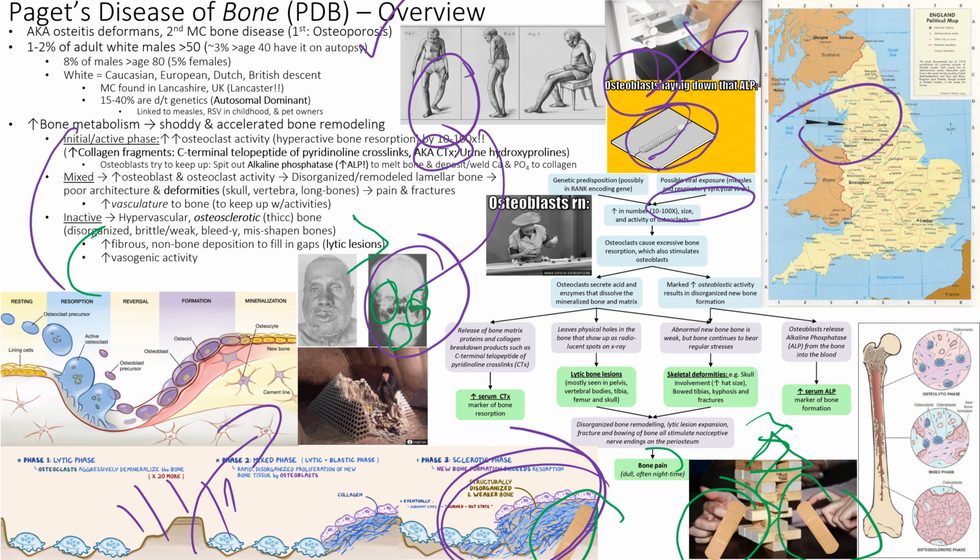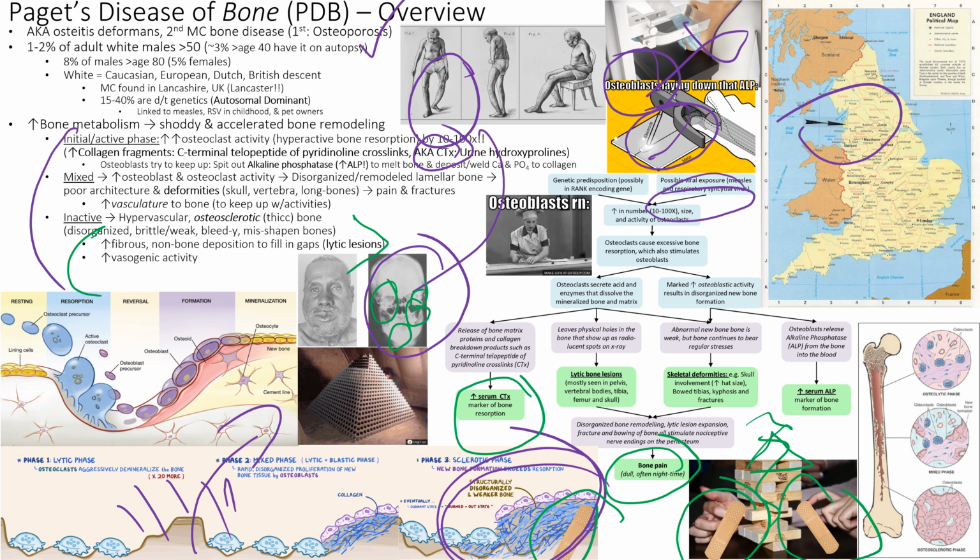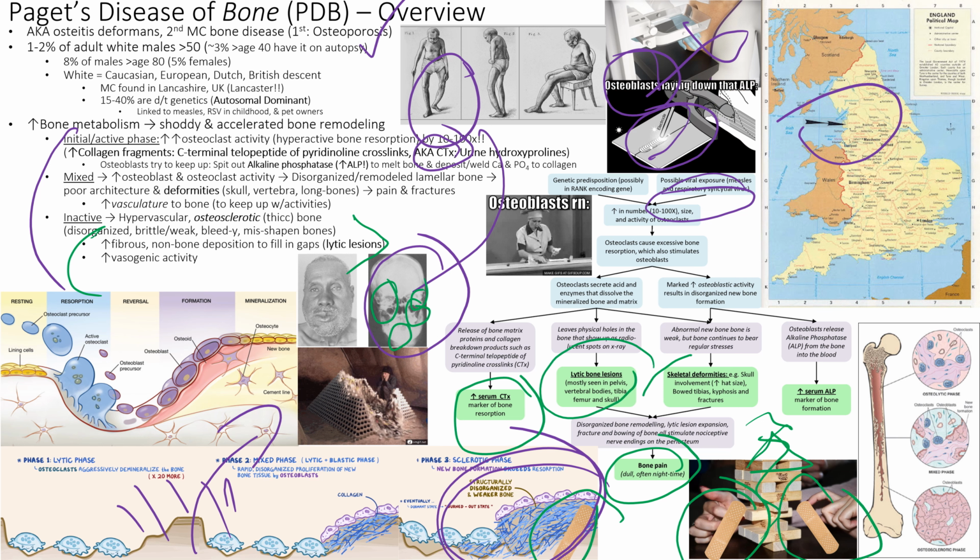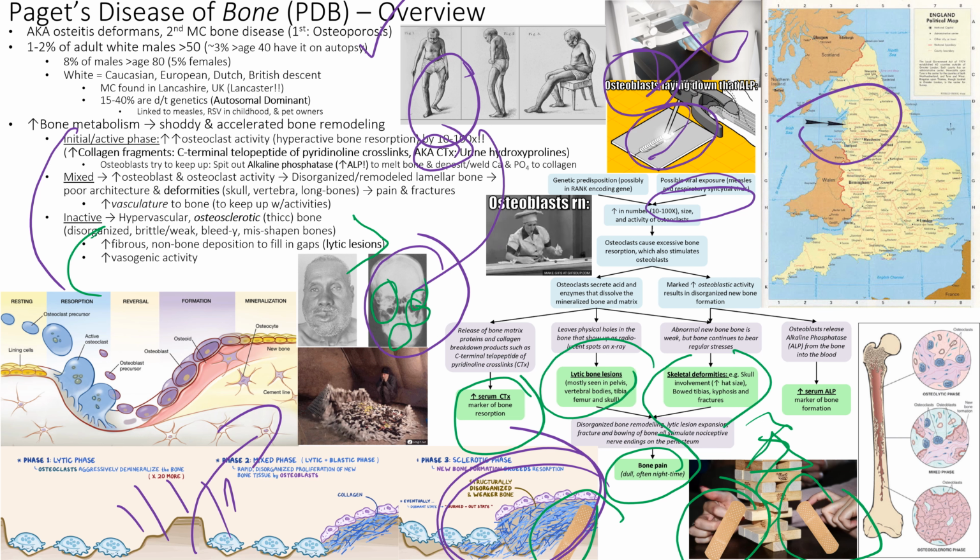You get bone pain as well because your bone is constantly being dissolved and eaten. Those collagen fragments go up. You get lytic bone lesions. We have skeletal deformities, and then alkaline phosphatase goes up.